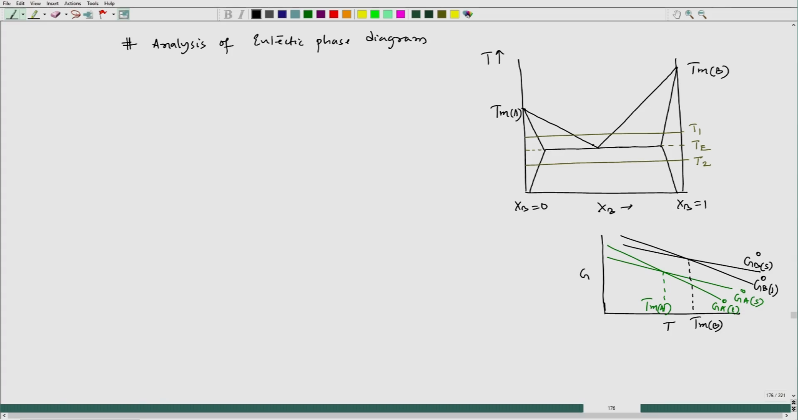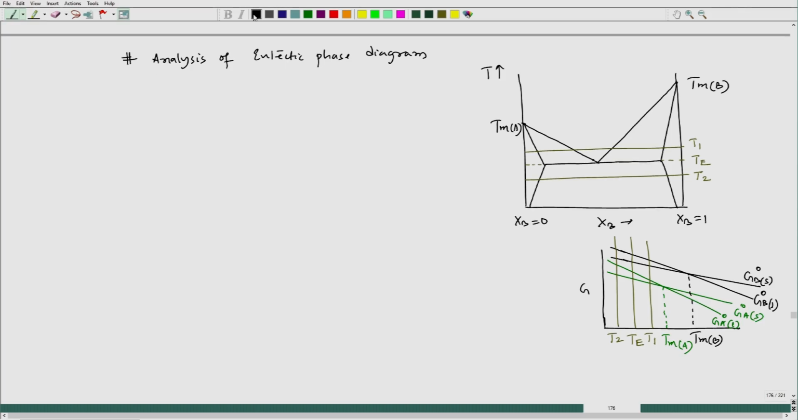And we are taking one temperature which we have chosen, this is another temperature. This is TE, this is T1 and this is T2. These 3 temperatures will have their free energy composition diagrams.